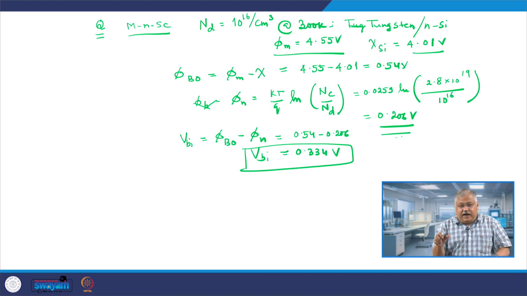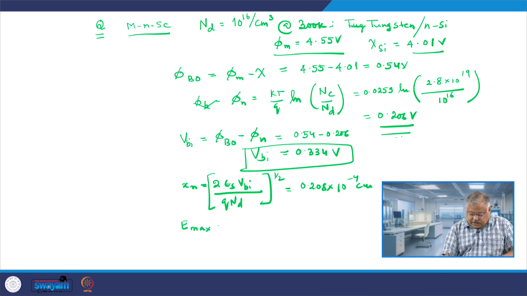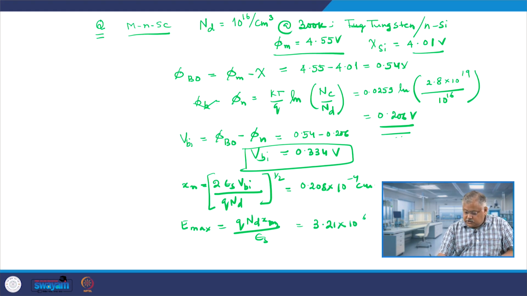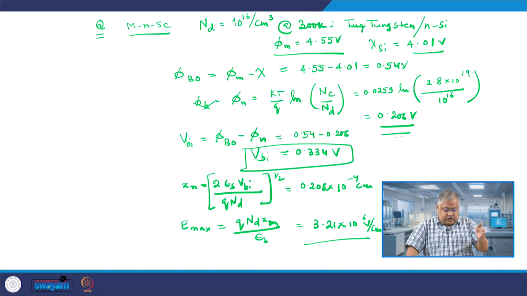So, let me find now the edge of my depletion, Xn, and it is given as 2 epsilon silicon V built in divided by Q times Nd, to the power half. If you put all the values, it comes out to be 0.208 into 10 to the power minus 4 centimeter, and therefore, you can get E max, which is the maximum electric field, given as Q Nd Xn by epsilon silicon. Again, you will get 3.21 into 10 to the power 6 volts per centimeter, which is at the edge of the metal semiconductor contact, right. So, this gives you the effective value of the E max electric field.